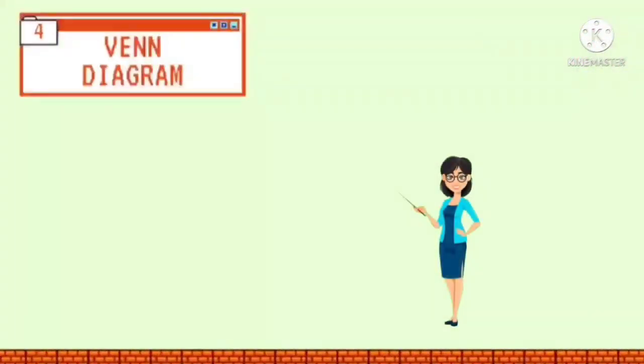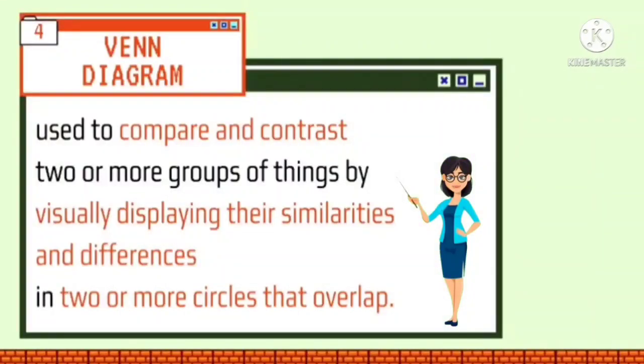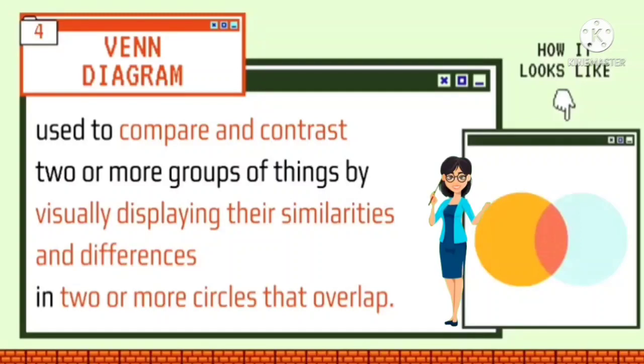Number 4. Venn diagram. It is used to compare and contrast two or more groups of things by visually displaying their similarities and differences in two or more circles that overlap. Let's take a look at an example and let's learn how to use the Venn diagram.